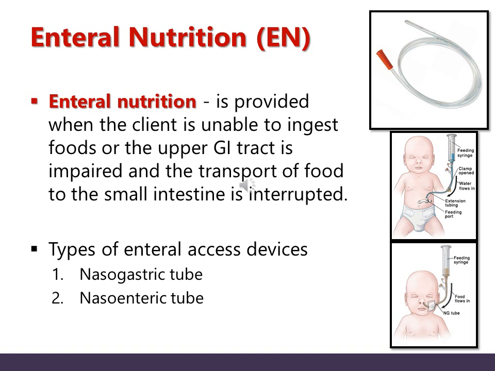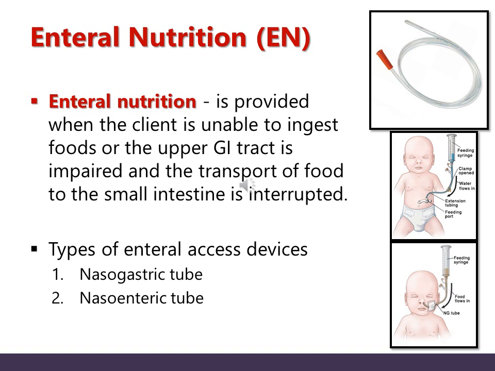Maybe the baby has a problem with the mouth. Maybe the baby has a problem with swallowing. So how do we provide nutrients? Through the use of enteral nutrition, through the use of a tube. There are two types of enteral devices that we can see in the hospital, and these devices could either be a nasogastric tube or a nasoenteric tube.